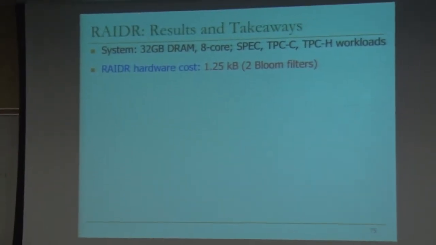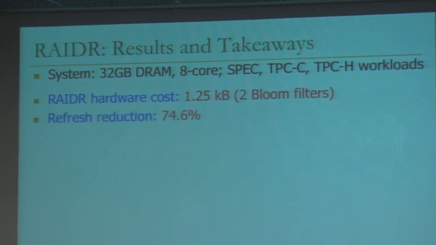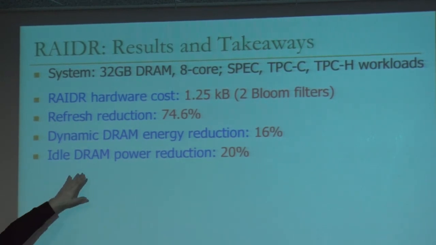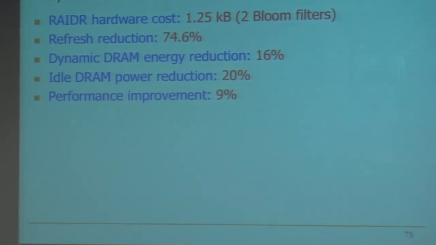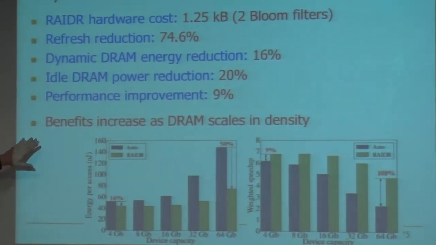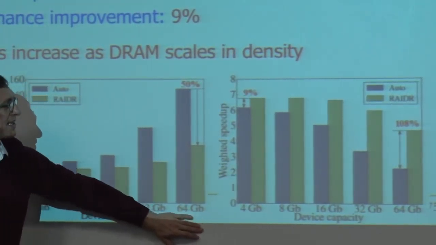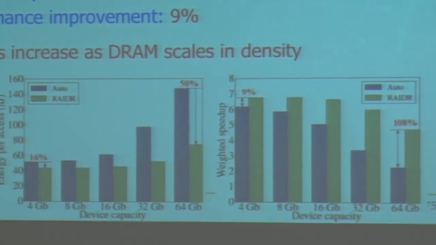OK, some takeaways. Basically, these are results with a 32 gigabyte DRAM system, 8 core, and a bunch of workloads. The hardware cost with Bloom filters is that. You can reduce refreshes by approximately 75%. This leads to an energy reduction of 16%, and an idle DRAM power reduction of 20%, because whenever the DRAM is idle, in self-refresh mode, you can use this, right? Performance improvement is approximately 9% with these workloads. And the benefits actually increase as DRAM scales in density, because refresh becomes a much bigger problem at 64 gigabit DRAM chip density compared to 4 gigabit DRAM chip density. Both energy and performance benefits increase.